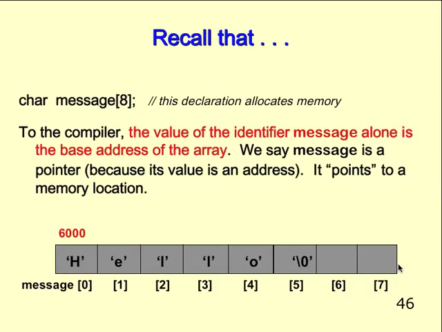So I recall that this message here, to the compiler, the value of the identifier message alone is the base address, which in this case would be 6000. And it points to the memory location 6000. So if we gave it just the name of message and treated it like a string, it would tell us to start at memory address 6000 and go till we reach the null character, which is how we know it's a string. And we don't have to treat it like an array, because we already know we have a starting point, which is the name of the memory address that's stored for the name. So we can start at that memory address and go till we hit a null character, and then we know the string's done.